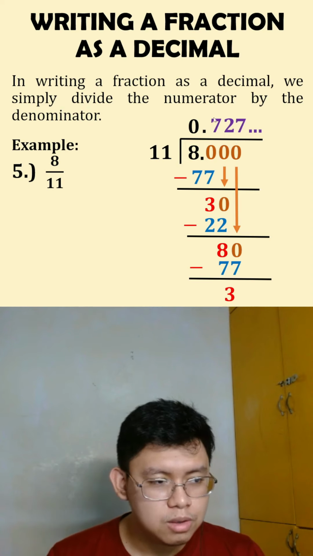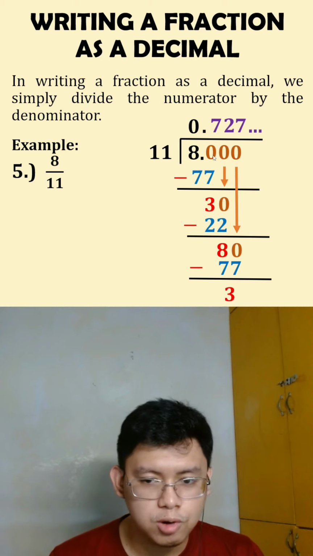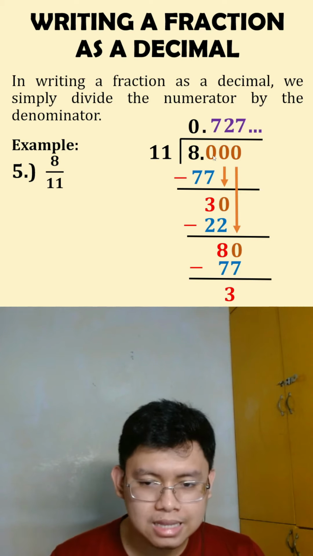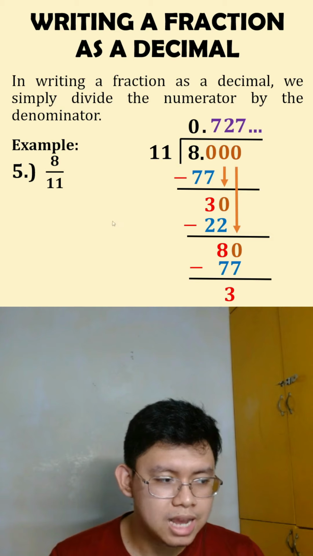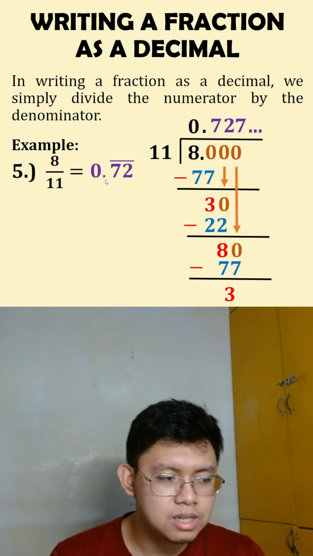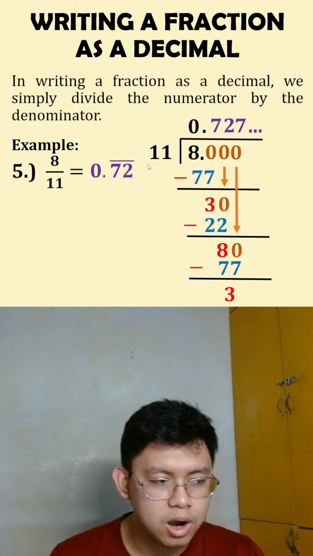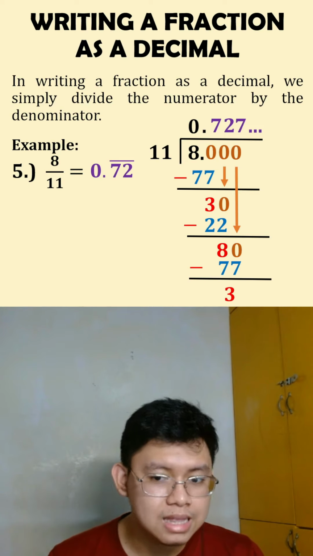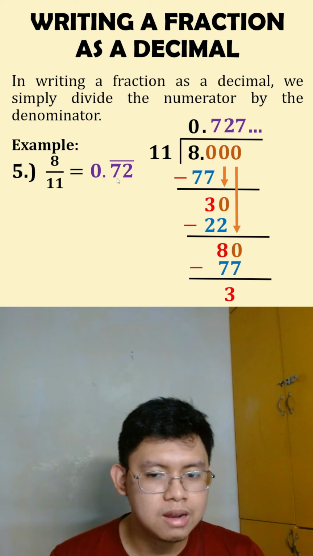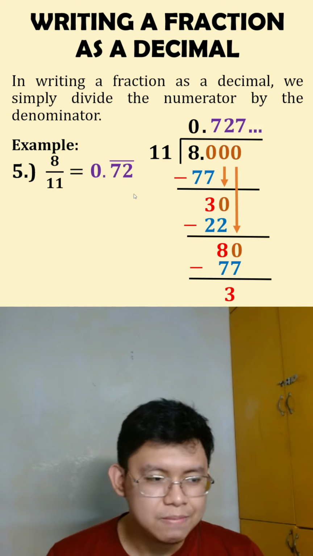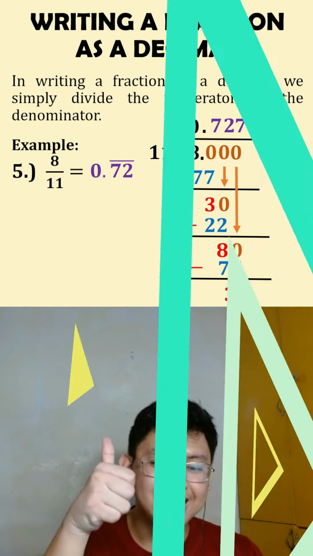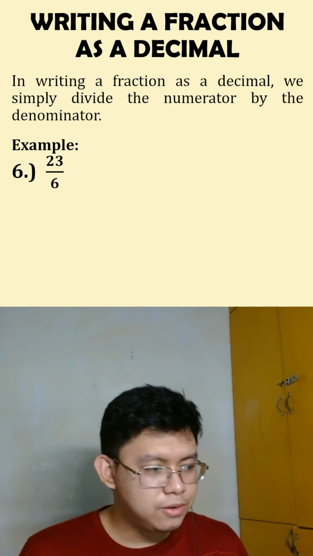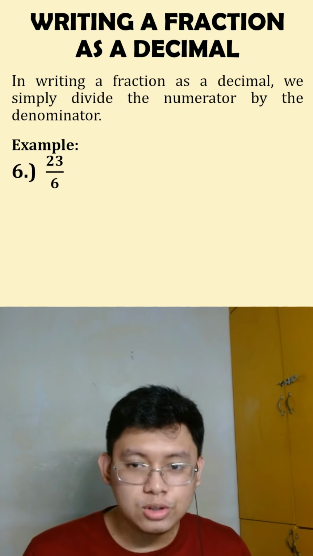Okay, so we have 0.727272 and so on and so forth. So, ang repeating number natin is 72. So, when we write our answer, it will be 0.72 bar. Ibig sabihin yan, 72 will be our repeating decimal. So, 72 will repeat infinitely. And that will be our final answer. Tada! Alright. Okay, let's convert our fraction 23 over 6 to decimal.